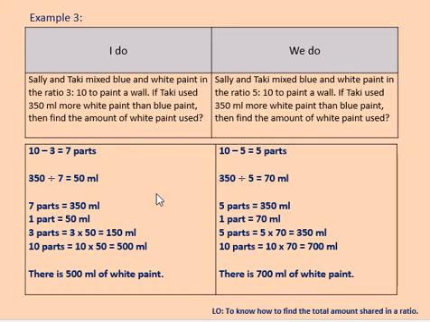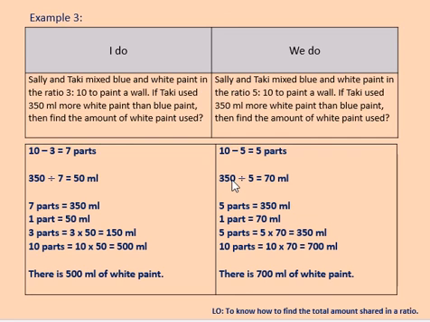Okay, so for the next one, it's again Sally and Taki mixing blue and white paint, this time in the ratio 5 to 10. So Taki used 350ml more white paint than blue paint. So again, work out the difference in the ratio. 10 take away 5 gives 5. So 5 parts equates to the difference in the amount of paint. 5 parts equals 350ml. That's where we get this part from.